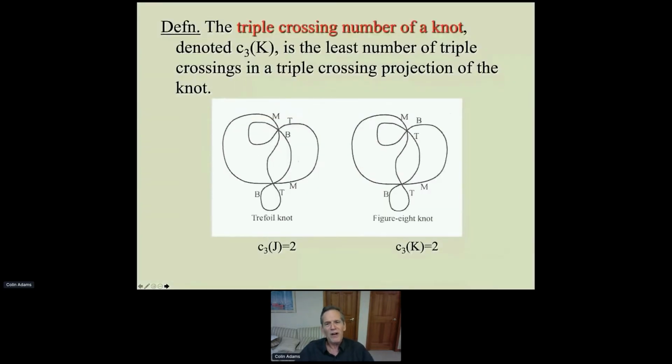So that means I can define the triple crossing number of a knot, which I'll denote C sub 3, to be the least number of triple crossings in a triple crossing projection of the knot. And so in the example of the trefoil knot and the figure 8, we found diagrams that had 2 triple crossings for each of them, and you can't do them with 1 triple crossing, so in fact their triple crossing numbers are both 2.